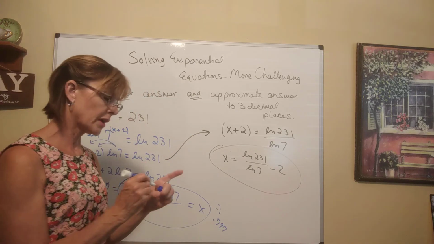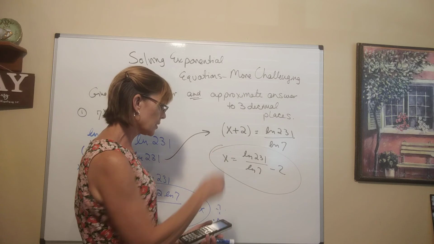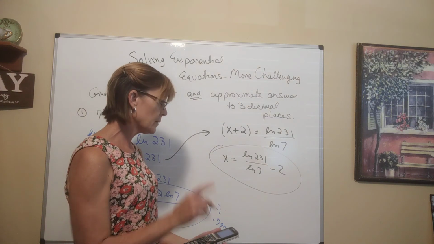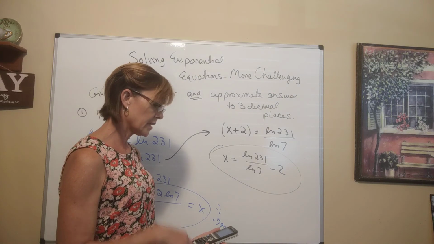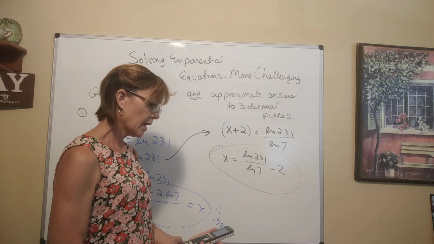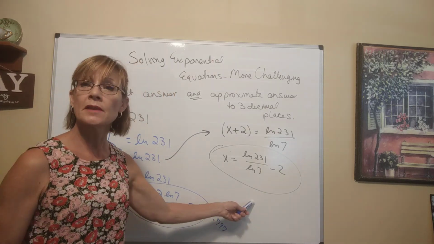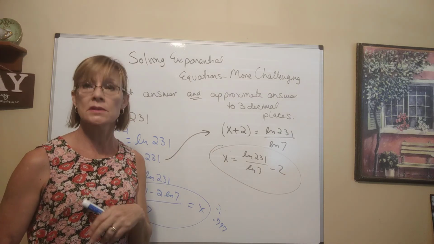All right, let's just make sure we got the good answer. Over here, we would say the natural log of 231, close, divided by the natural log of 7, and I'm going to hit enter, and then I'm going to subtract 2. And I get 0.7968 or 0.797. You get the same thing that way. You don't have to do it both ways, you just have to do it one way, and either one's acceptable.